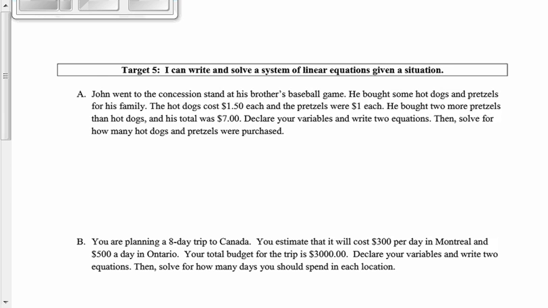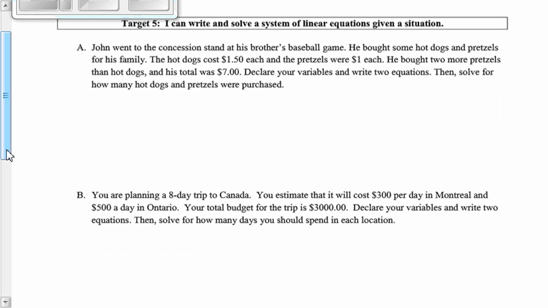All right, so target 5, we are writing and solving our system of linear equations. We have a concession stand. John went to the concession stand. He bought some hot dogs and pretzels. The hot dogs were $1.50, pretzels were $1. He bought 2 more pretzels than hot dogs, and his total was $7.